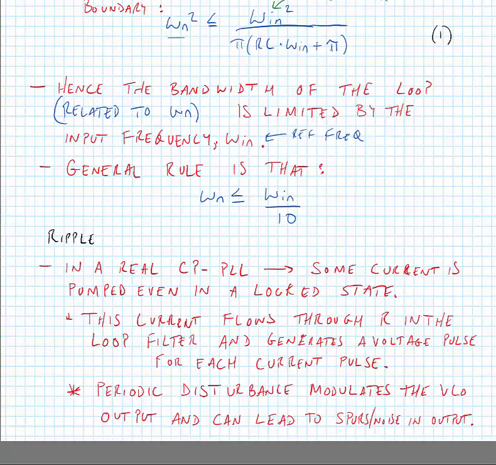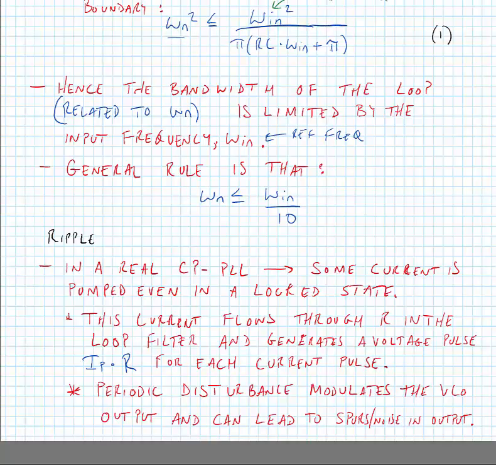Another problem with PLLs is ripple. So in a real charge pump PLL, some current has to be pumped onto the loop even in a lock state. And this current flows through the resistance in the loop filter and generates a voltage pulse every time that the current is pulsed. And the voltage pulse, of course, is just equal to IP, the charge pump current, times the resistance in the loop filter. This is a periodic disturbance that modulates the VCO output and can lead to spurs and noise in the output.